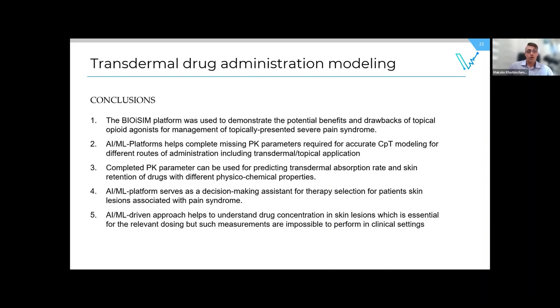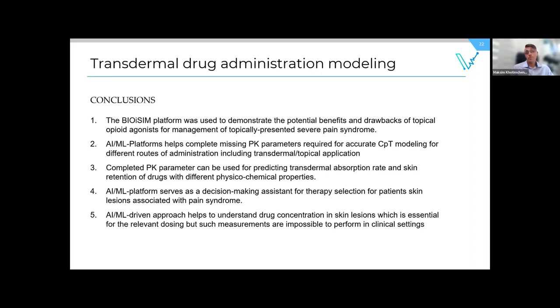Here are the results of our study, which I summarized in my last slide. We can use our platform to demonstrate the potential benefits and also drawbacks of topical opioid agonists for management of some topically presenting severe pain syndromes. This platform helped complete missing PK parameters that are required for accurate PK profile modeling for different routes of administration, including transdermal or topical applications. And completed PK parameters can be used for predicting transdermal absorption rate and skin irritation of drugs with different physicochemical properties, based on these properties and PK parameters.